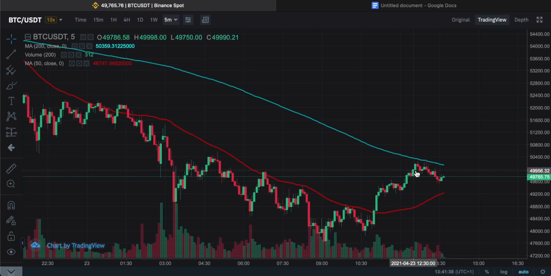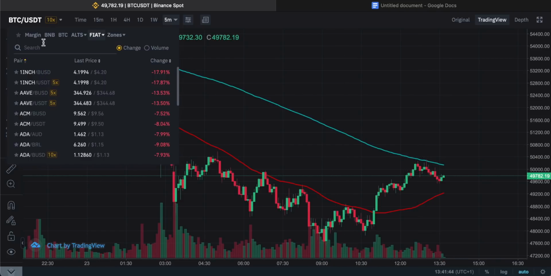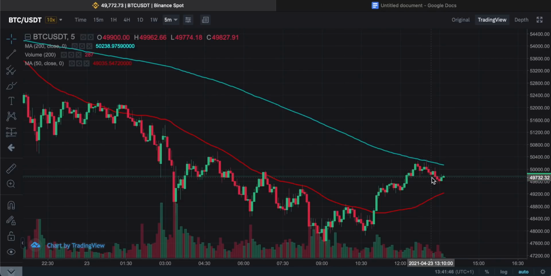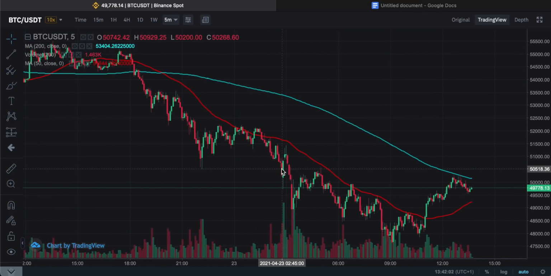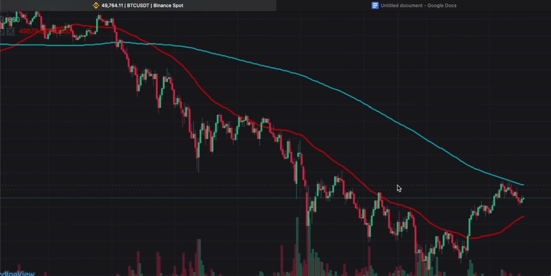So each candlestick is now 5 minutes in length. What we're doing is taking the average price of the last 200 5-minute candles, and this makes the chart look completely different. Now, the bigger and wider swings in the market have a little less impact on us when we are using a scalping strategy.